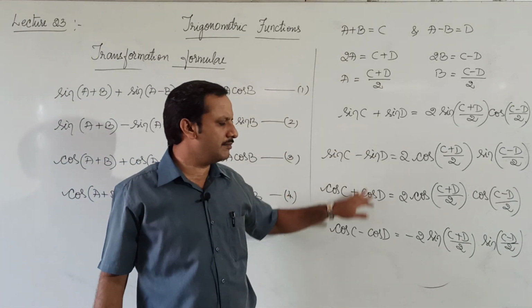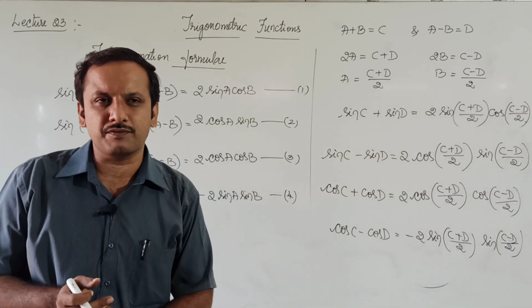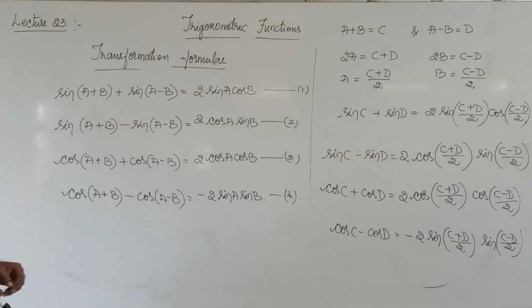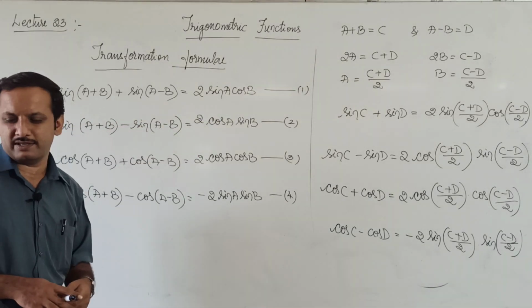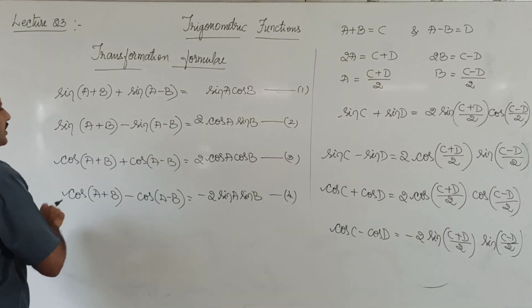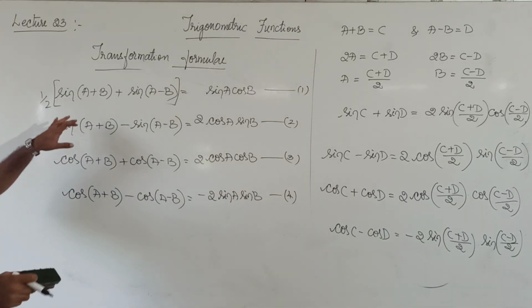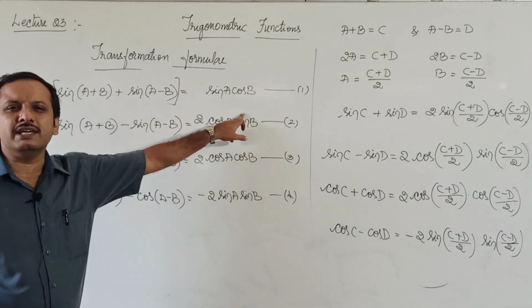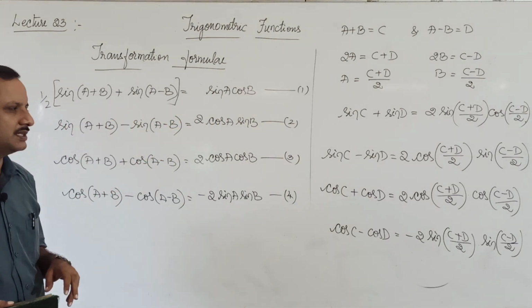Here we can convert the sum or the difference of two functions into product of two functions. The same formula can be written as, say, sin (a plus b) plus sin (a minus b), we got 2 sin a cos b. From this equation, what I do is I will bring this 2 to this side. So it will become 1 by 2 into this. From this equation, I can write sin a cos b is equal to 1 by 2 into sin (a plus b) plus sin (a minus b).